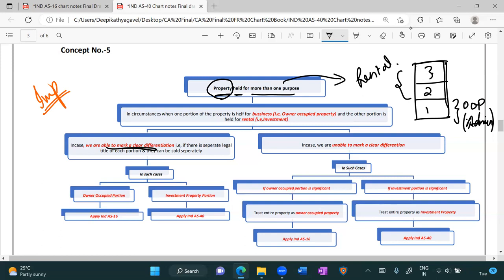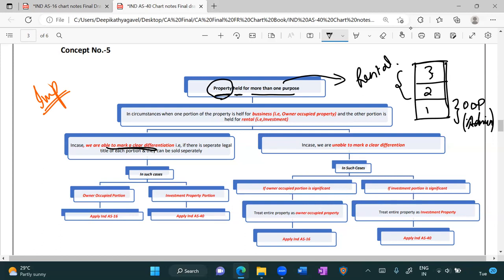What do you mean by clear differentiation? Means, is there a separate legal title for these different portions? That is, can the first floor be sold separately? Can the second floor be sold separately? Can the third floor be sold separately? Do they have a separate legal title?